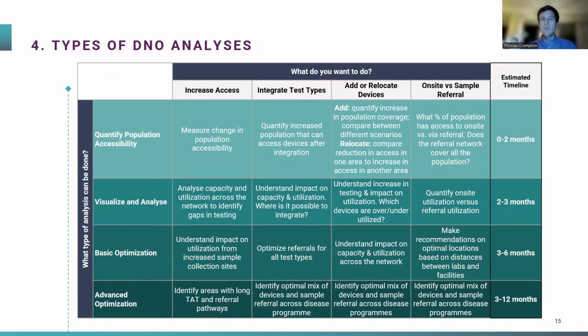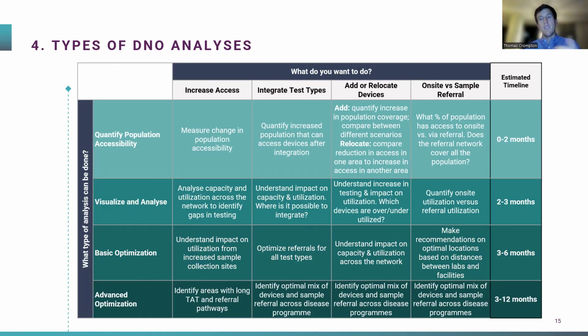So if we're just quantifying accessibility, all we're looking at is measuring the change in population accessibility. Whereas as we add more data and move a step down, we're going to analyze the capacity and utilization across the network and then identify any gaps in access and in testing. And as we start moving to optimization, we're going to understand the impact on utilization from increased sample collection sites. So if we increase the number of sample collection sites, how does that increase our accessibility?